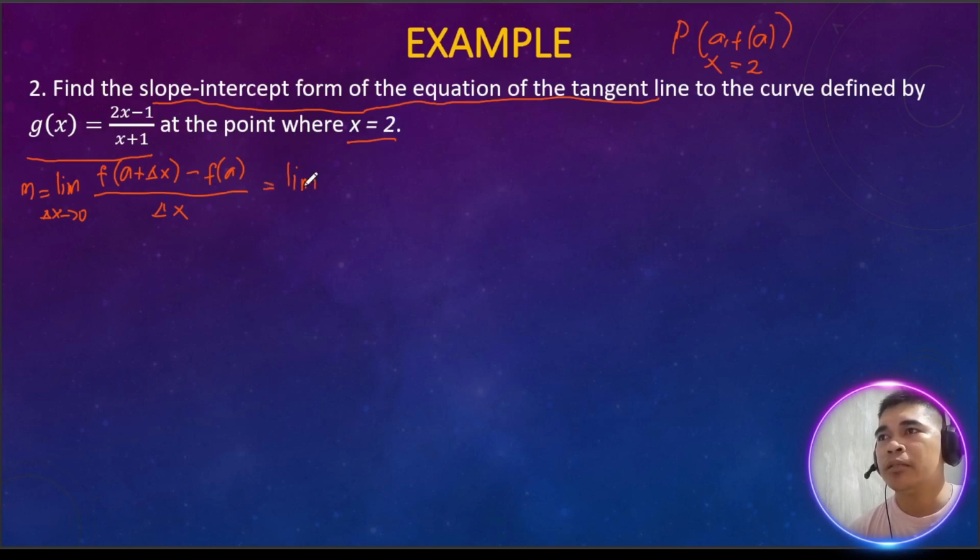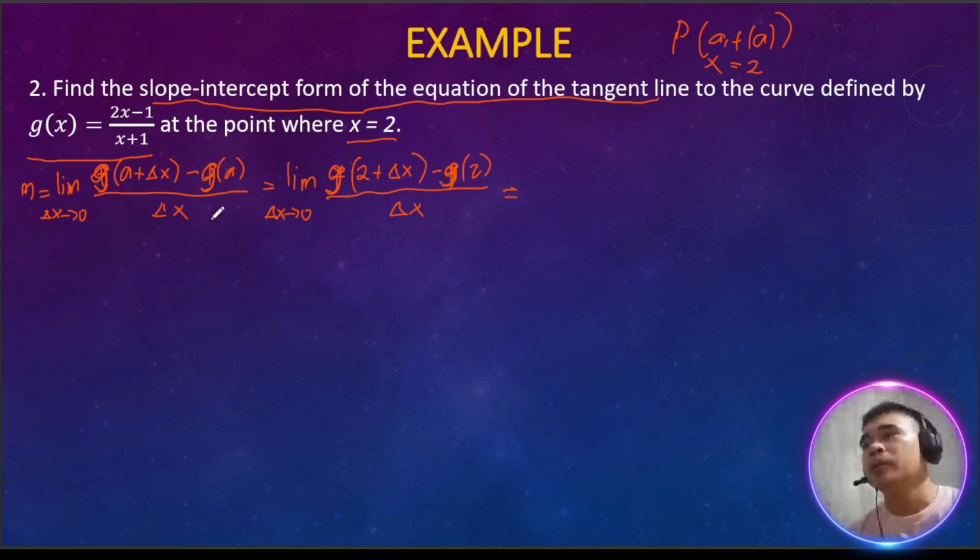Equals limit of f, a nato is 2 plus delta x minus f of 2 all over delta x as delta x approaches 0. So since our given here is g of x, instead of f, we are going to use g here also. So ayan. So magdepende na siya, kung h dire, h pa diha. Nakita na nato, we have our g of 2 plus delta x and g of 2. Substitute lang nato sa atong given nga expression.